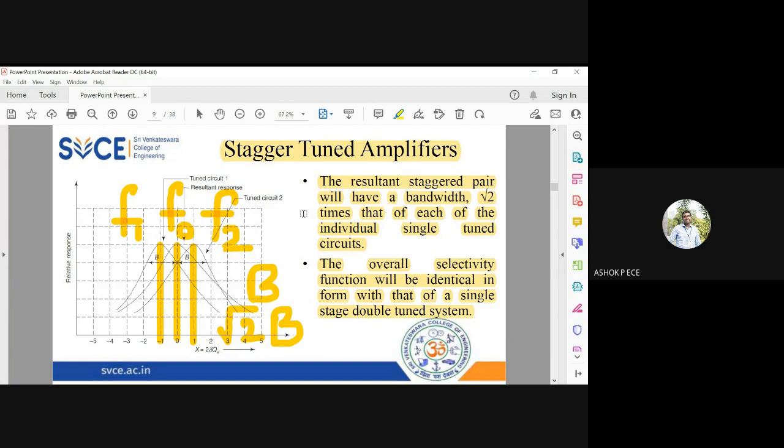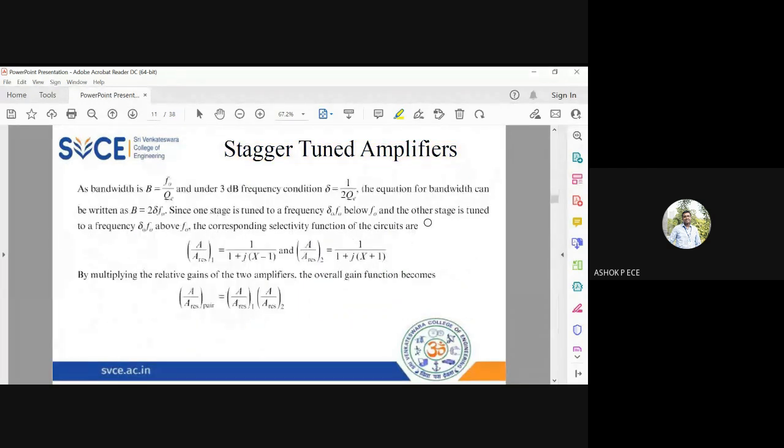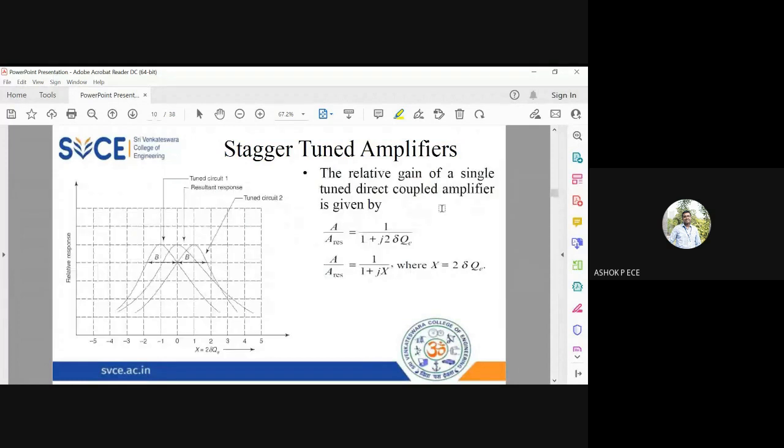We don't have derivation as such in stagger tuned amplifier. We are just going to have the concept because it is going to be single tuned only, right? So for single tuned, we know the diagram and derivation, other things we have done in detail. So we will not be deriving the complete mathematical derivation for stagger tuned amplifiers, but we will just be deriving what is the effect of cascading stagger tuned amplifier.